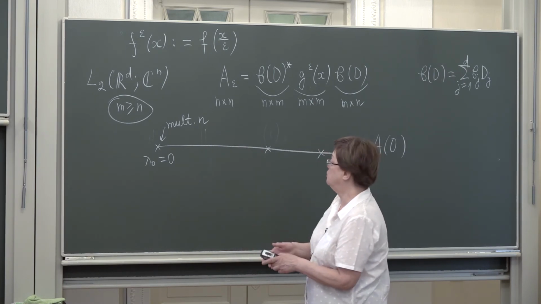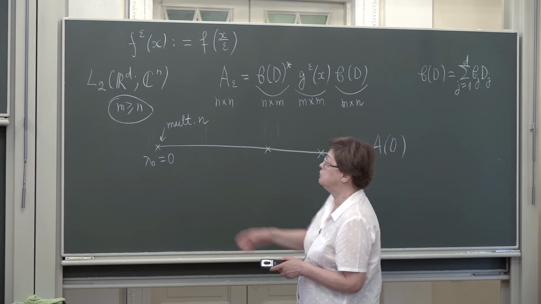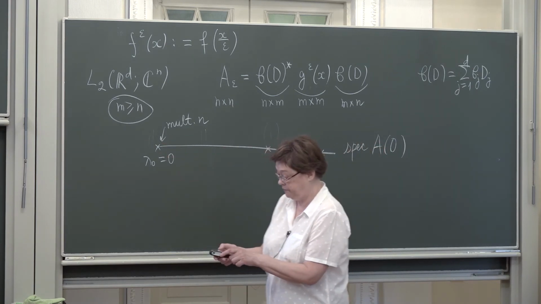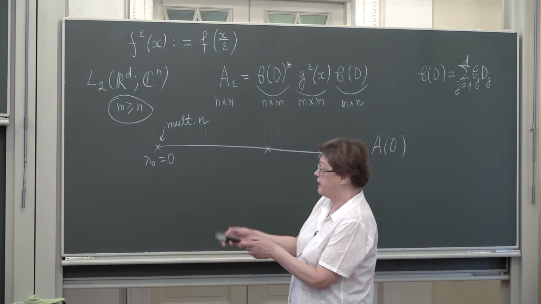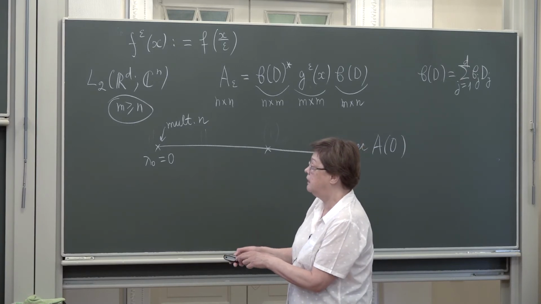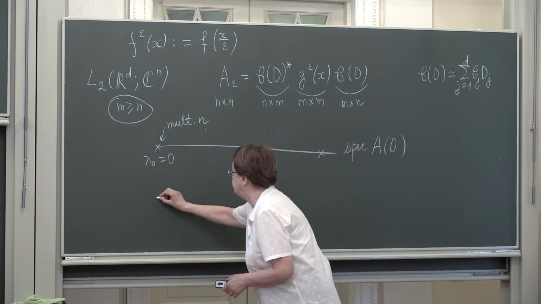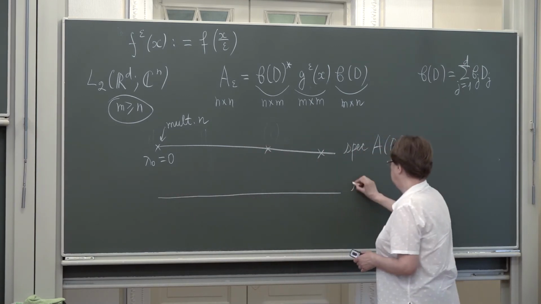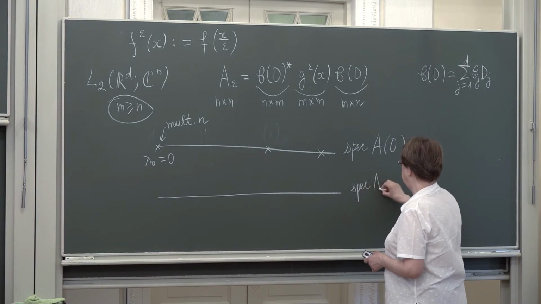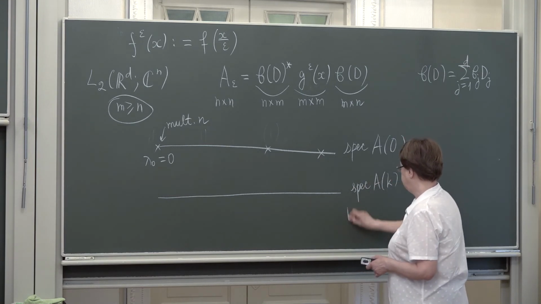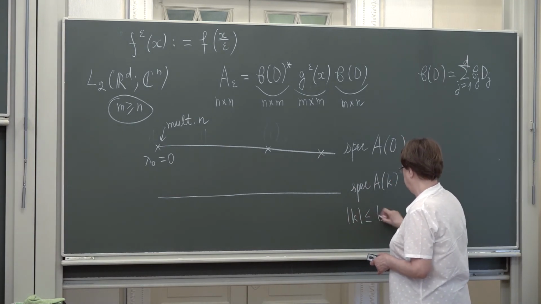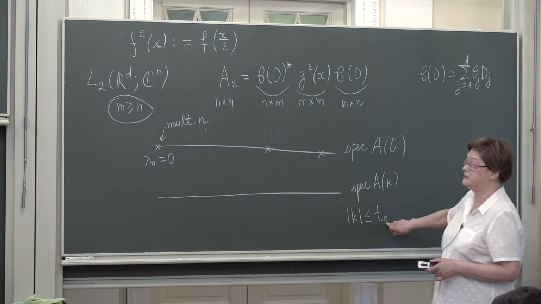By P, we denote the orthogonal projection onto this kernel. It simply acts as averaging over the cell. For the perturbed operator, let it be the spectrum of the perturbed operator for sufficiently small k, the modulus of k less or equal than some t naught.